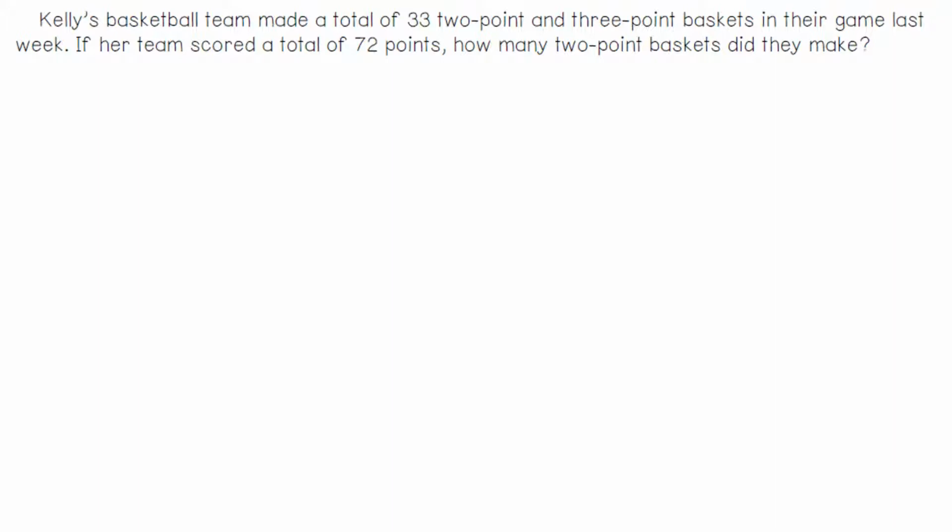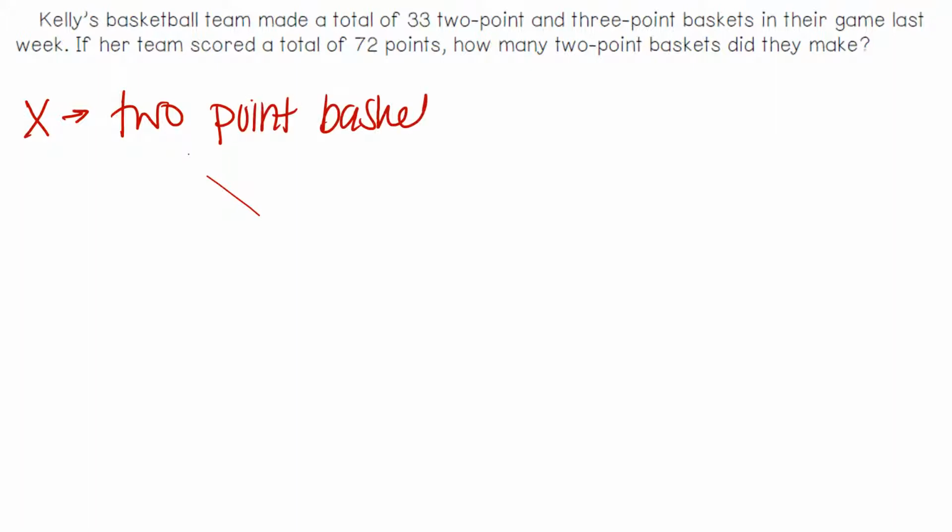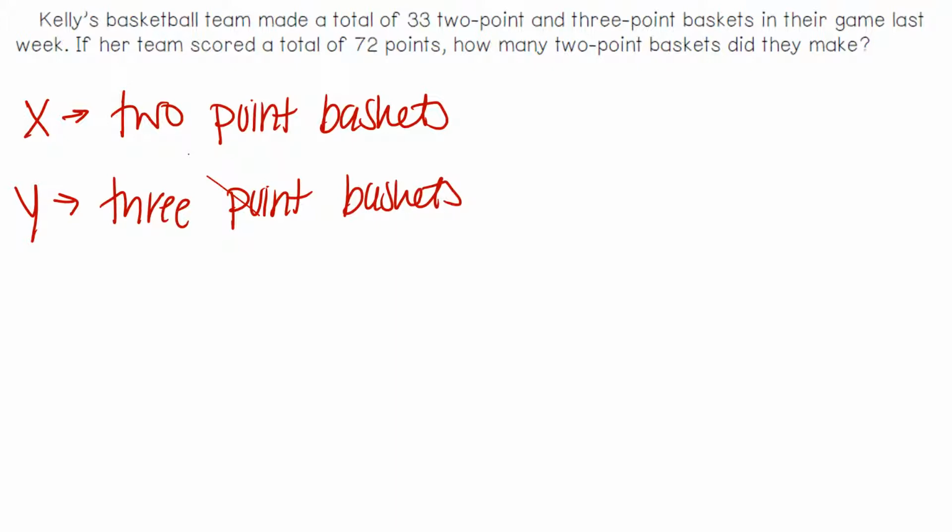Kelly's basketball team made a total of 33 2-point and 3-point baskets in their game last week. If her team scored a total of 72 points, how many 2-point baskets did they make? So we're talking about two types of baskets. The first type of basket is 2-point baskets. The second type is 3-point baskets, a 3-pointer. When we write our equations, we write them in order. They made a total of 33, so the 33 is our total, of 2-point is X, and is our plus sign, 3-point baskets, Y.